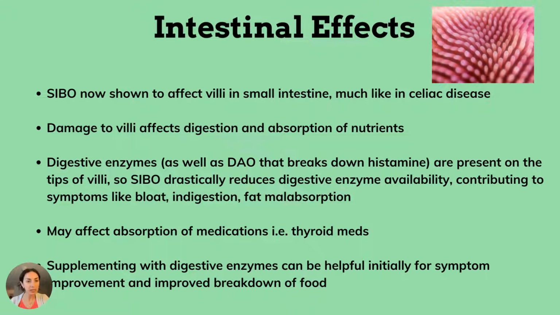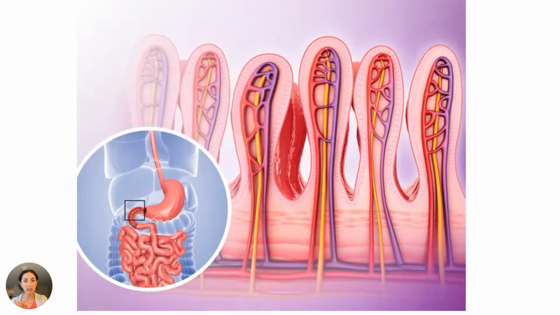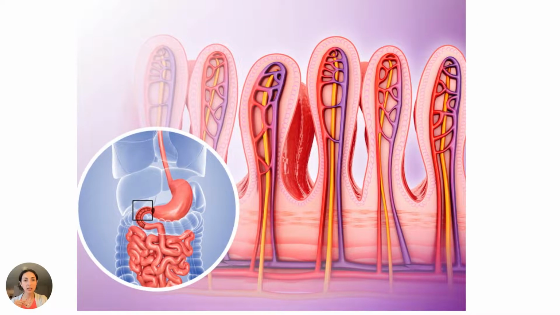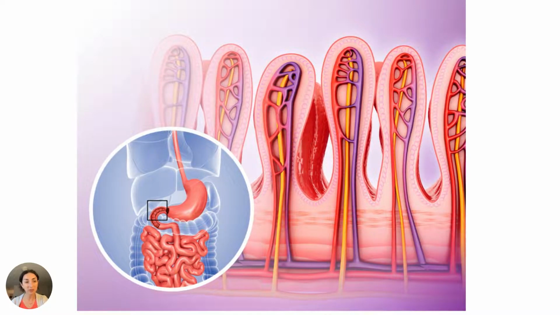And like I said a few slides ago, there is now evidence that there is intestinal damage with SIBO, much like with celiac disease or much like with an autoimmune disease in the gut. And that was never really known before until the past few years. So this villi damage affects our digestion, affects our absorption of nutrients. It affects our digestive enzyme capacity because the tops of the villi, I'll show you this next slide here, the tops of the villi on these little particles in the small intestine are where our digestive enzymes are located.